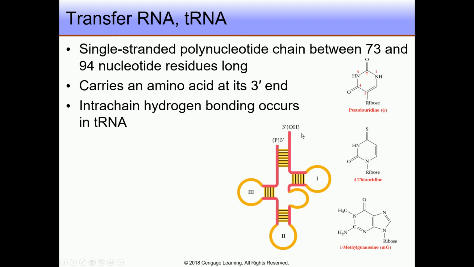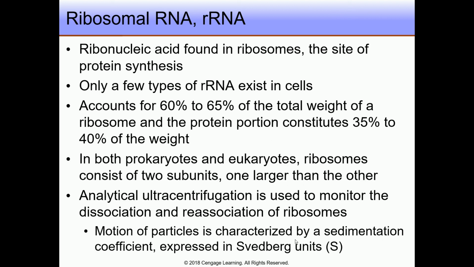In the transfer RNA, on the 3' end, there is an amino acid binding site. Here the amino acid binds, and here is a code which is called the anticodon, and it actually recognizes a code on the mRNA, and it brings the specific amino acid. That's the function of the transfer RNA.